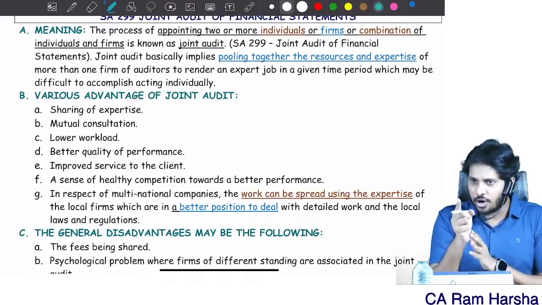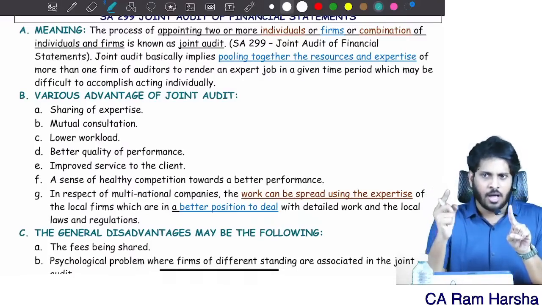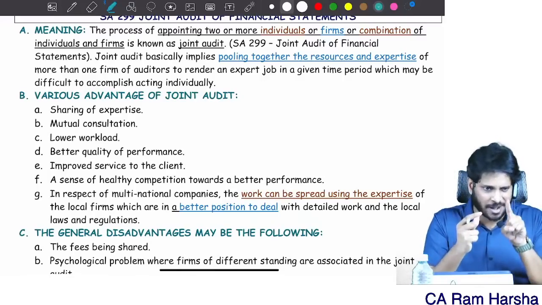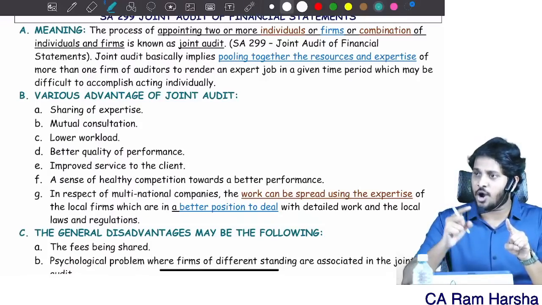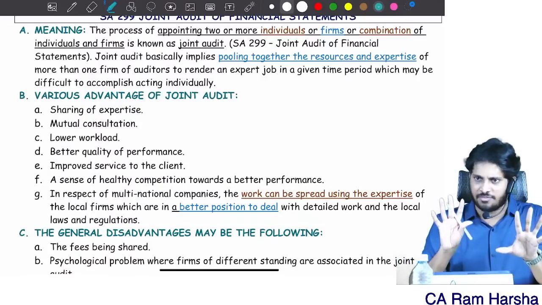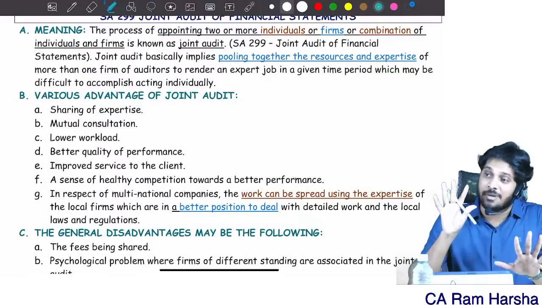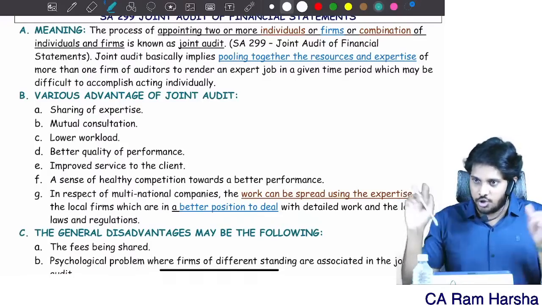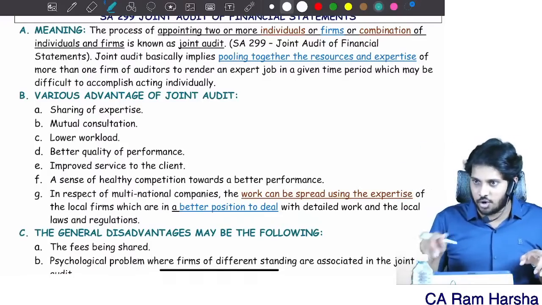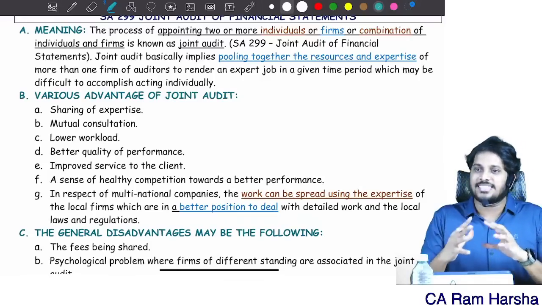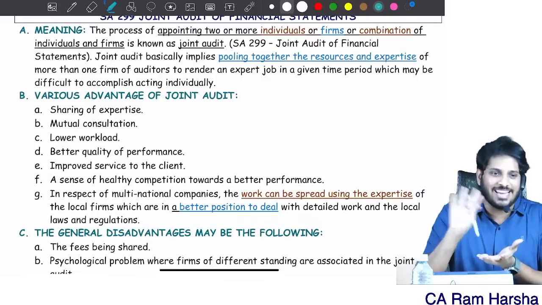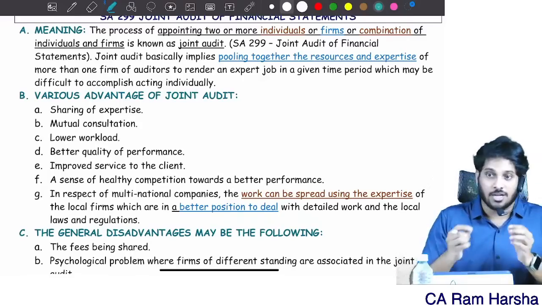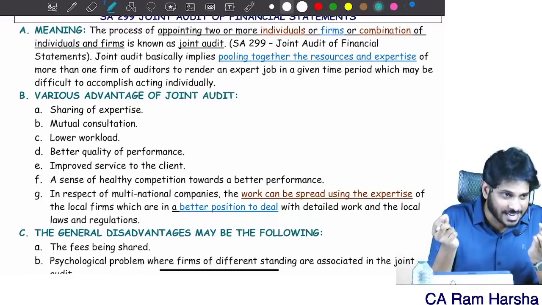For a particular branch also joint audit is possible. Suppose I appointed you as an auditor for branch A, which is very big. Another auditor is also appointed for branch A. Both of you have the same scope, which is branch A. Branch A financials have to be audited by both of you. You are a branch auditor, but branch auditors can be joint auditors also. Don't think joint audit means only for the main company. No, wrong. Joint audit is a concept, not a designation. Principal auditor is a designation. Branch auditor is a designation. Joint audit is not a designation.